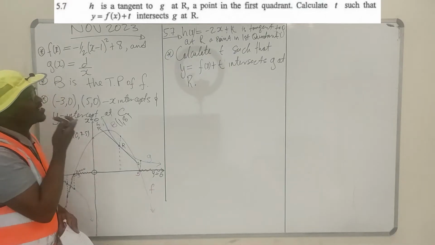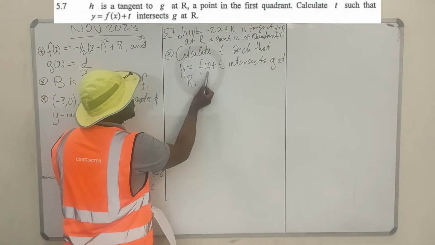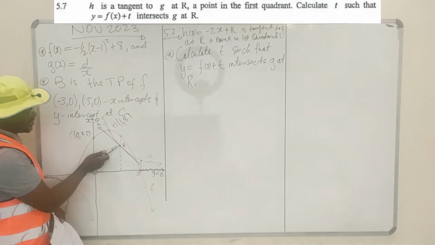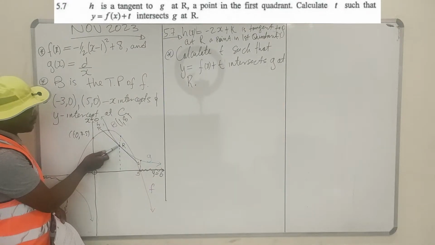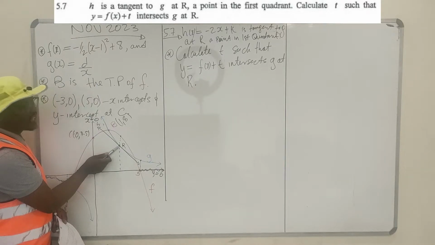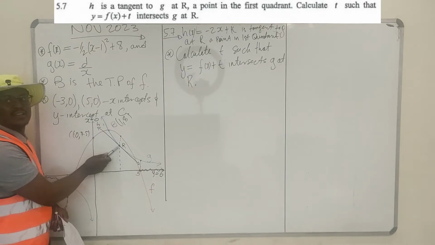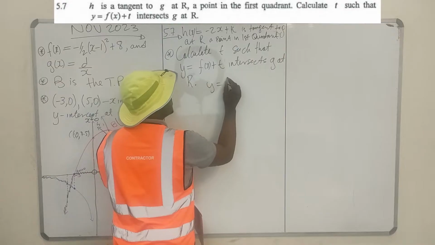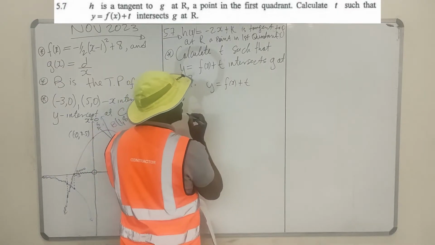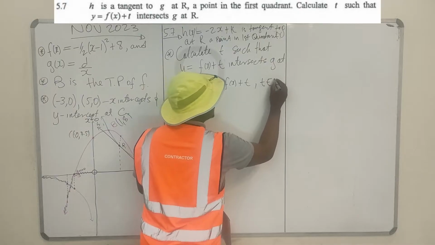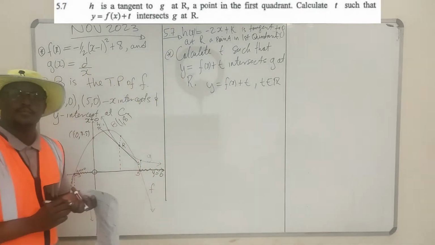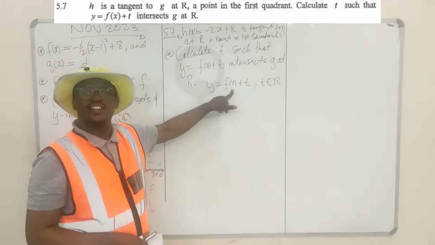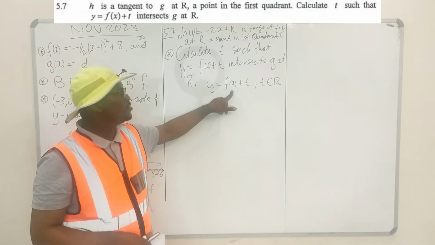So they define another function, y is equal to f of x plus t, right? That's saying this function of yours intersects G at this point R. So if you look at this, you have y is equal to f of x plus t, right? You know that t is a real number, right? So if you add a real number on this function f of x, what does it do?